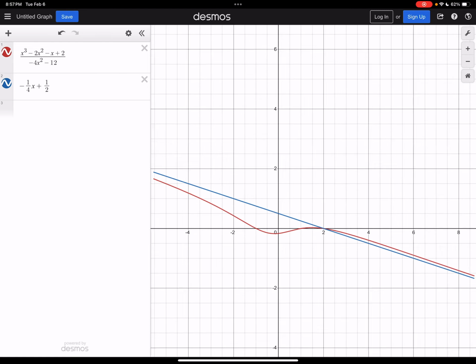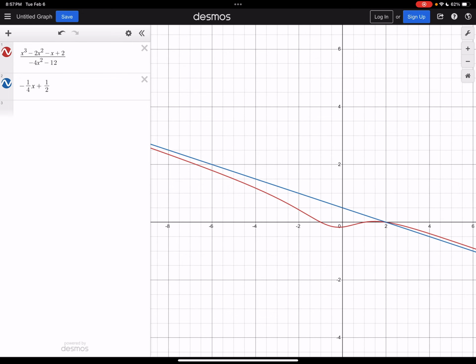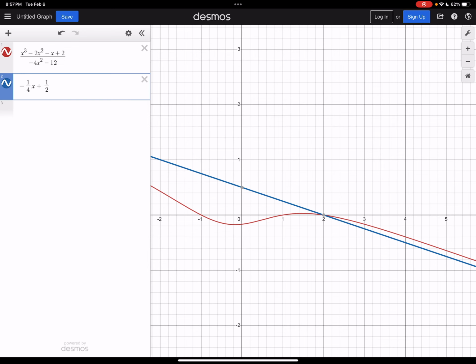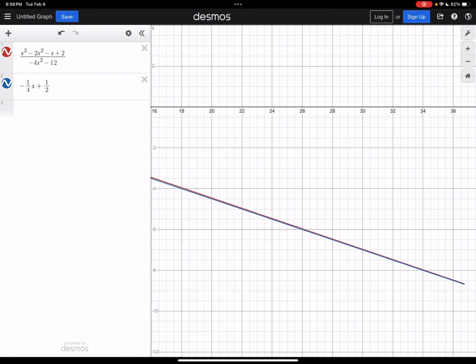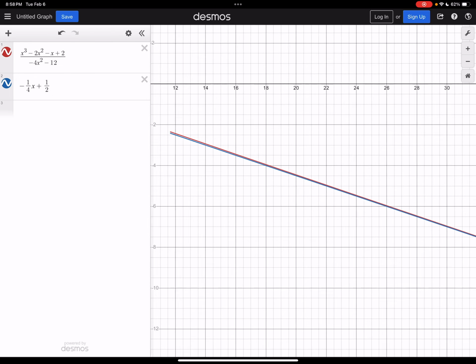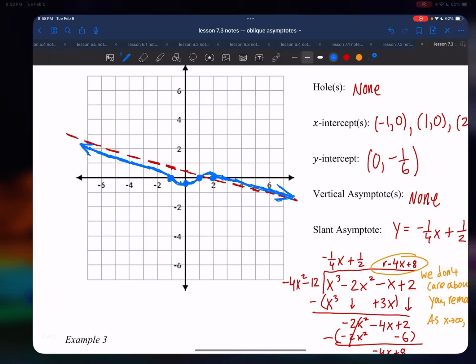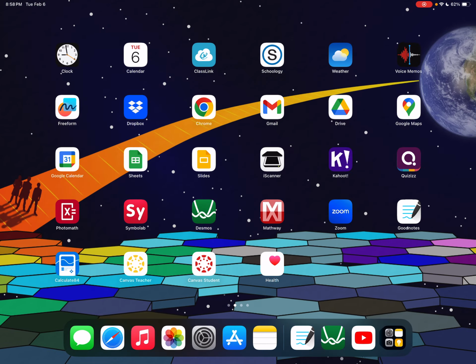Negative 1/4 x plus a half. So I'm kind of looking at this. You can see on the left side, it's beneath the asymptote. But right after 2, at the x-intercept 2, the red line goes above the horizontal and seems to stay there. So it's going to just slightly go above my asymptote, but then kind of follow it above, which is more or less what happened, right?